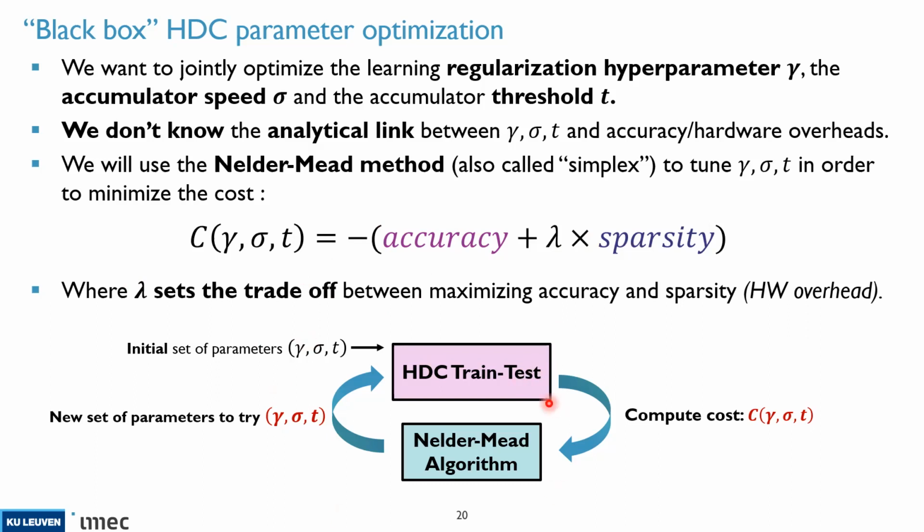And the system will work as follows. Given an initial set of parameters, gamma, sigma, and t, the HDC train-test procedure can take place. Then we can compute the cost, so the accuracy and sparsity combined, and give it to the Nelder-Mead algorithm, which will use the cost associated with each set of parameters to propose a new set of parameters, gamma, sigma, and t, that we will then try again with the train-test procedure, compute their cost, and so on. Through this iteration, the gamma, sigma, and t parameters will be fine-tuned so as to minimize this cost function, meaning to maximize this balance between accuracy and sparsity.